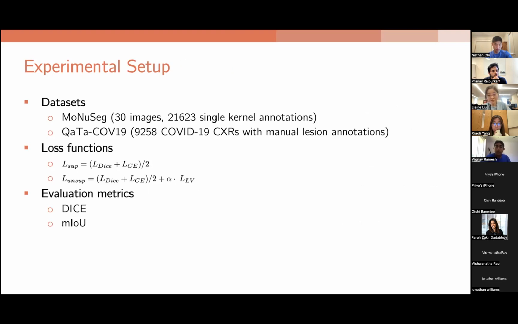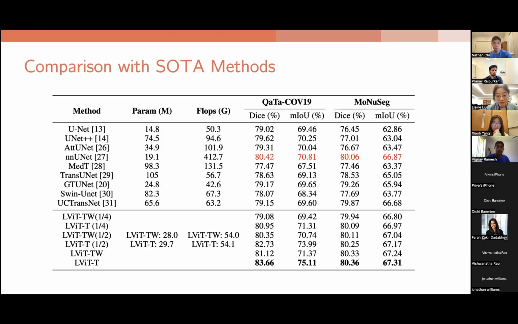So now that we've covered the methodology behind LViT and EPI, we can move on to experiments. So the two datasets used in this experiment to evaluate model performance are MoNuSeg and the QaTa-COV19 dataset, or CUDA-COVID-19. In addition, the authors extended each of these datasets to include text for training the vision language model. So the loss functions used are shown in the two equations on the slide, where L supervised is the mean of dice and cross entropy loss, while L unsupervised, which evaluates the performance on unlabeled data, adds a weighted language vision loss, where alpha is set to 0.1. And the metrics used to evaluate segmentation performance are dice and MIoU.